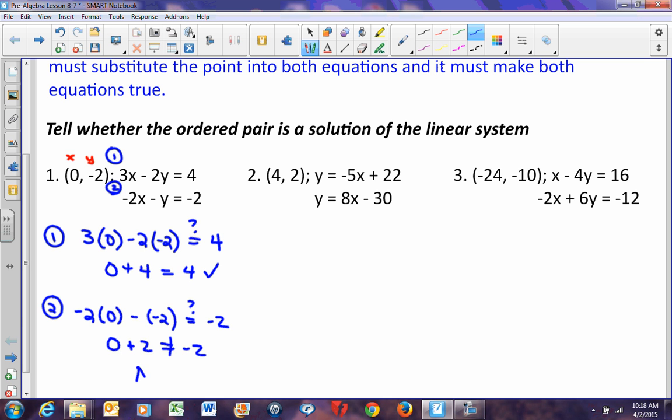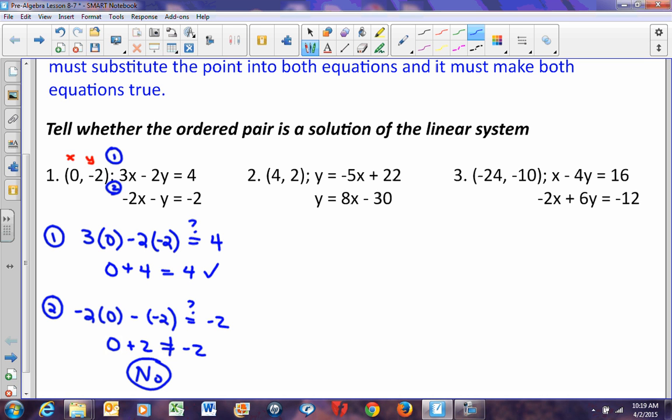So no, this is not a solution to the system of equations because it solves the first equation, but does not solve the second equation. If it solves one but not the other, it's not a solution to the system. It has to solve both of them in order to work for the system.